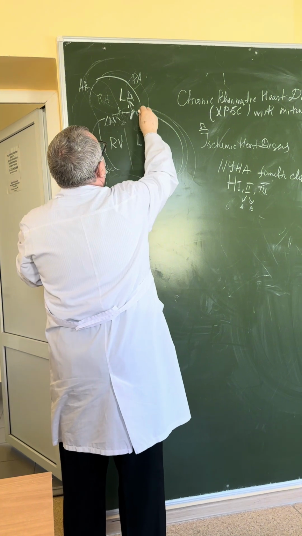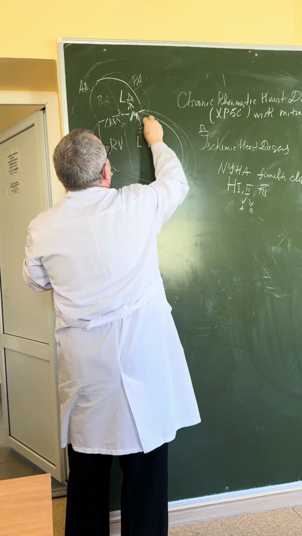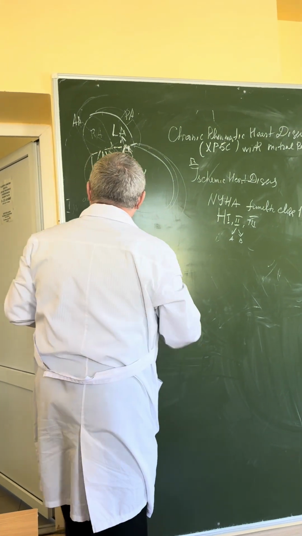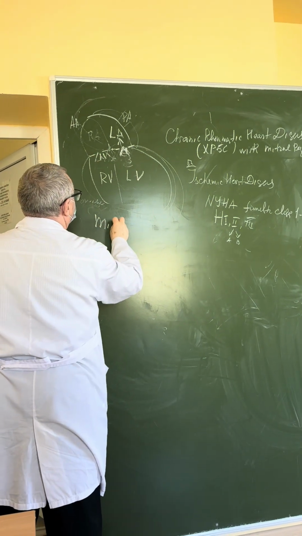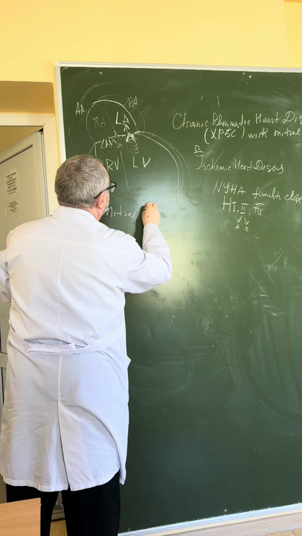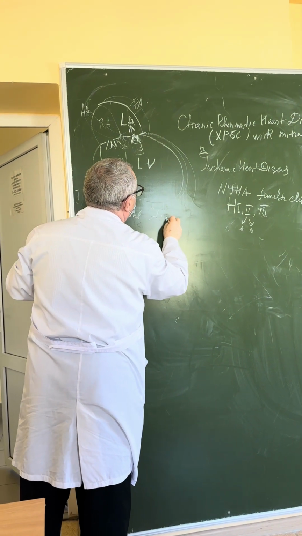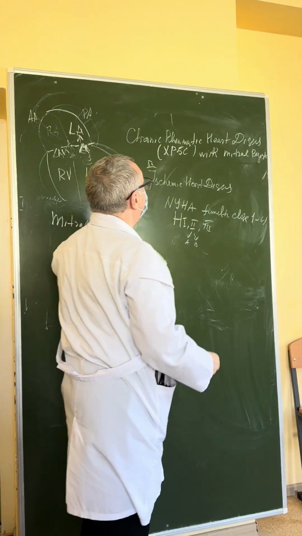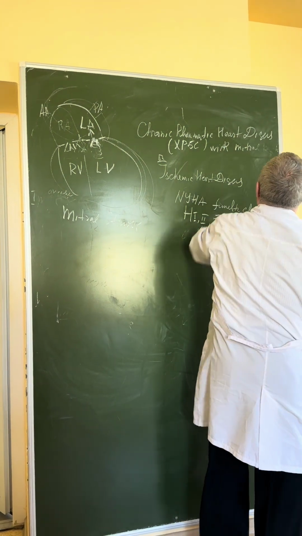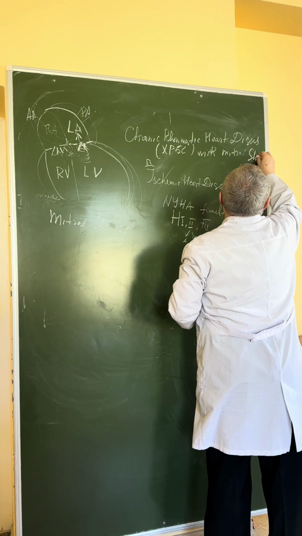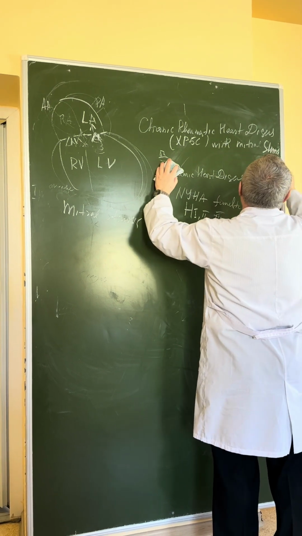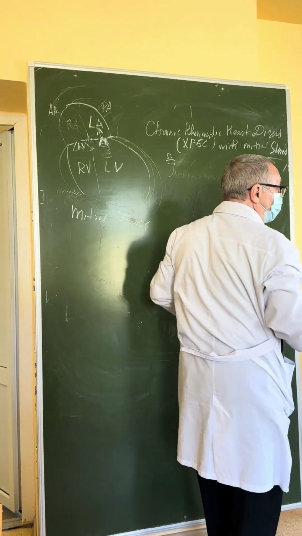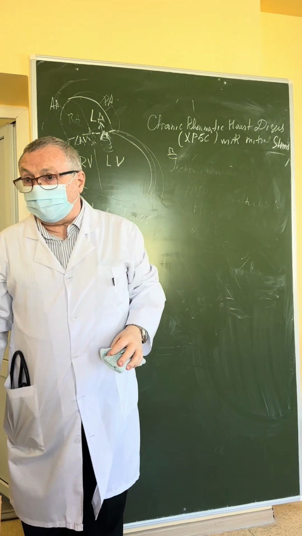If mitral stenosis develops, it is usually on the basis of past acute rheumatic fever. This is the most frequent cause. But that's why it is now not very frequent.